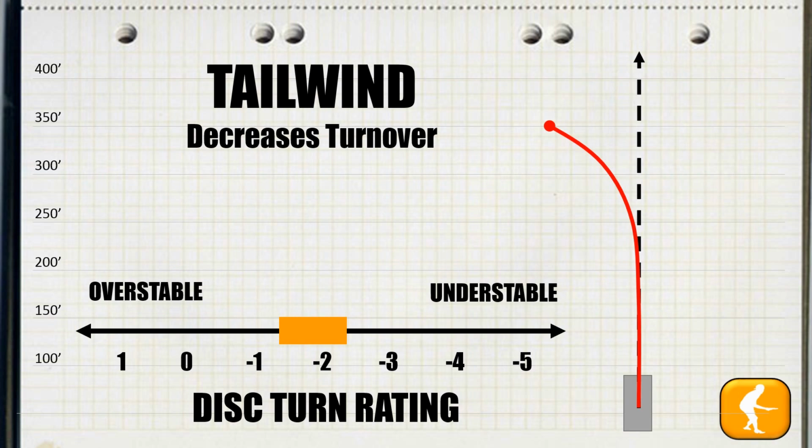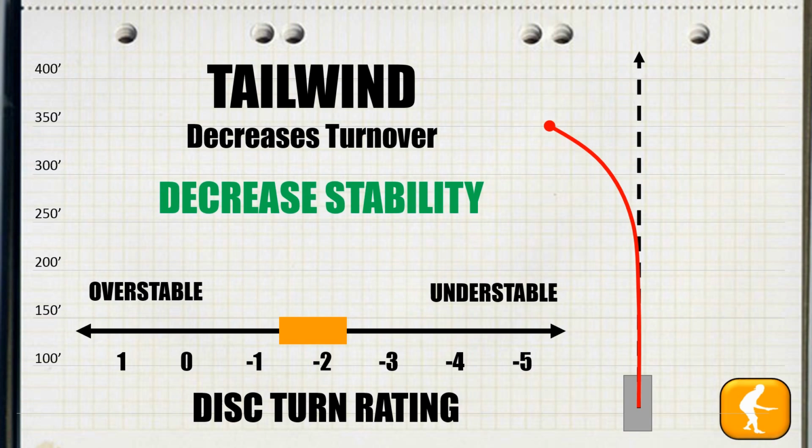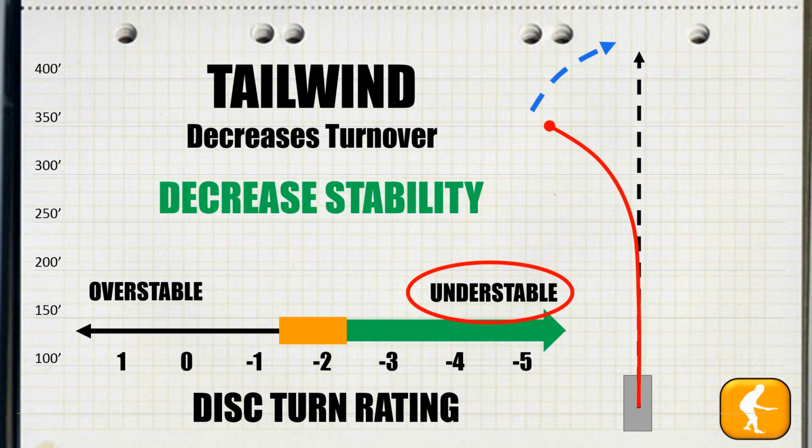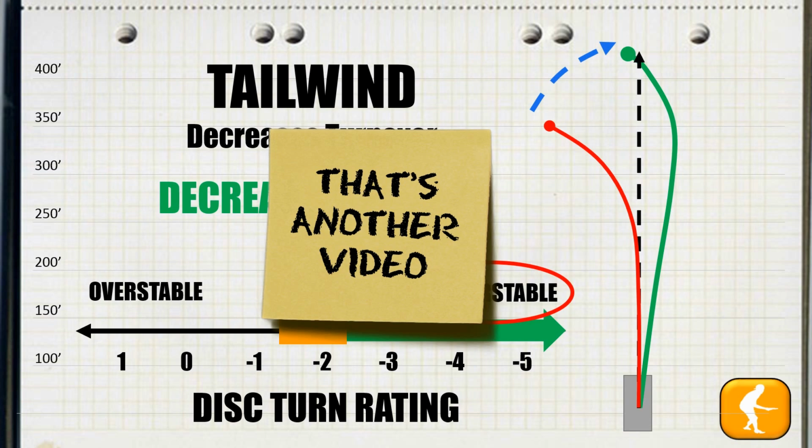For a tailwind, the opposite is true. Because the tailwind decreases turnover, you'll need to adjust by decreasing the stability of your disc, moving to a more understable disc to pull your disc back to the right, back to that optimal flight pattern you're looking for. There are, of course, additional adjustments that you may want to make to the disc's glide, but in an effort to keep these videos to a reasonable length, that is another video.